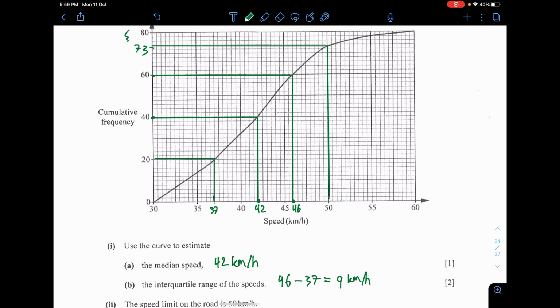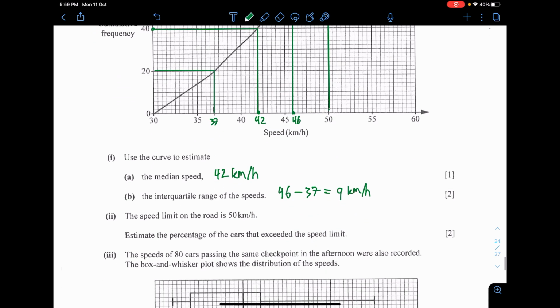Okay, this is the car that is above the speed limit. 7 cars. Okay, find the percentage of them. So 7 over 80 cars times 100%. You'll get 8.75%.